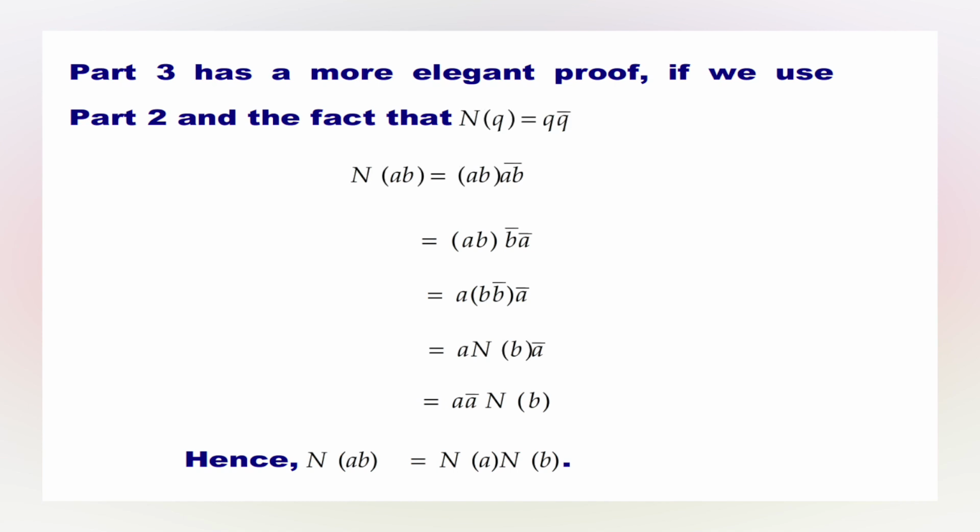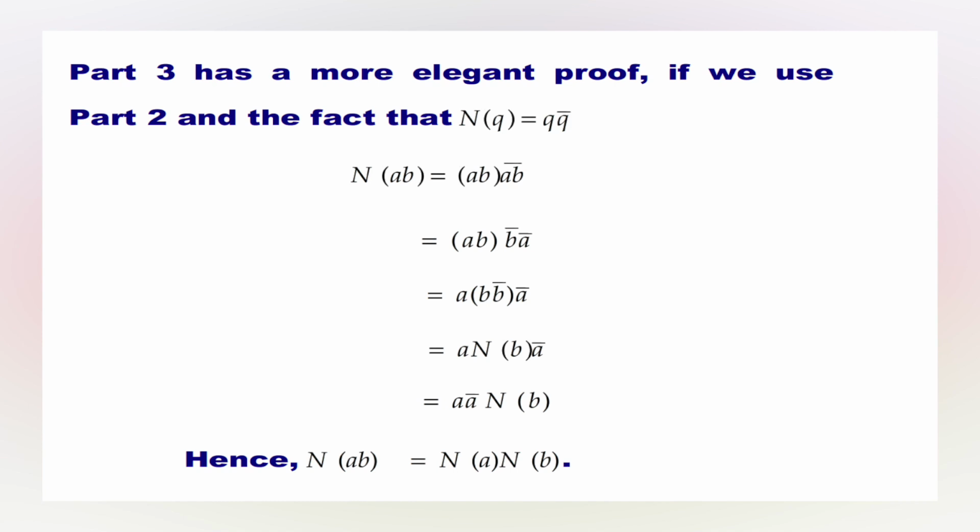Part 3 has a more elegant proof. If we use part 2 and the fact that N of q is equal to q into q bar, N of AB is equal to AB into AB bar. AB bar will be written as B bar A bar.